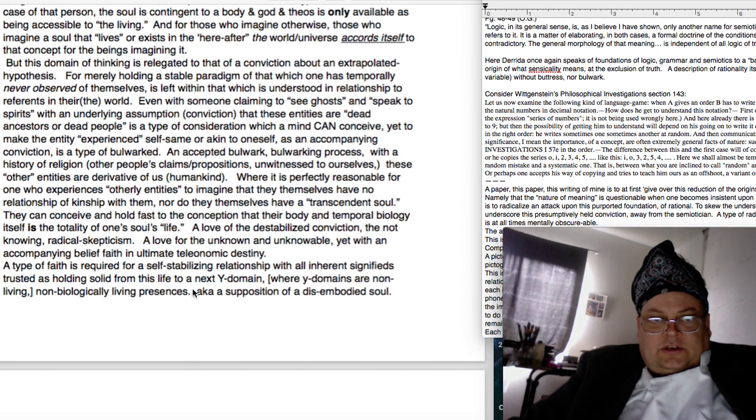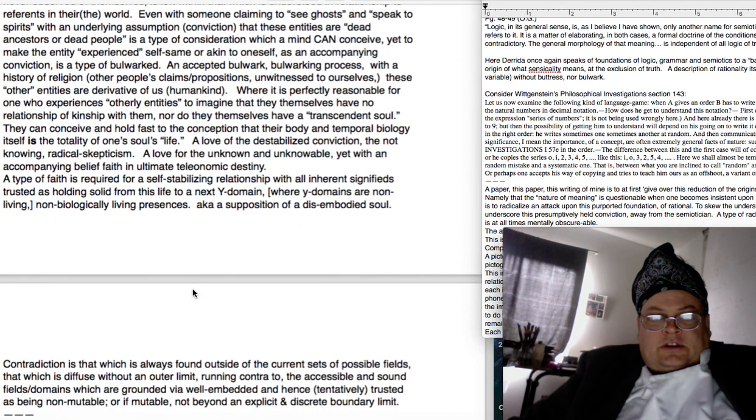of us, humankind. Where it is perfectly reasonable for one who experiences otherly entities to imagine that they themselves have no relationship of kinship with them, or do they themselves have a transcendental soul, they can conceive and hold fast to the conception that their body and temporal biology itself is the totality of one's soul's life.